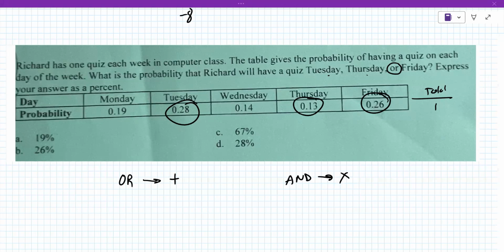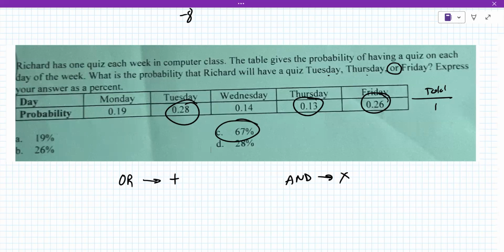0.28, 0.13, 0.36. So what is that, 0.67? I mean, there's only one that's even close with that.